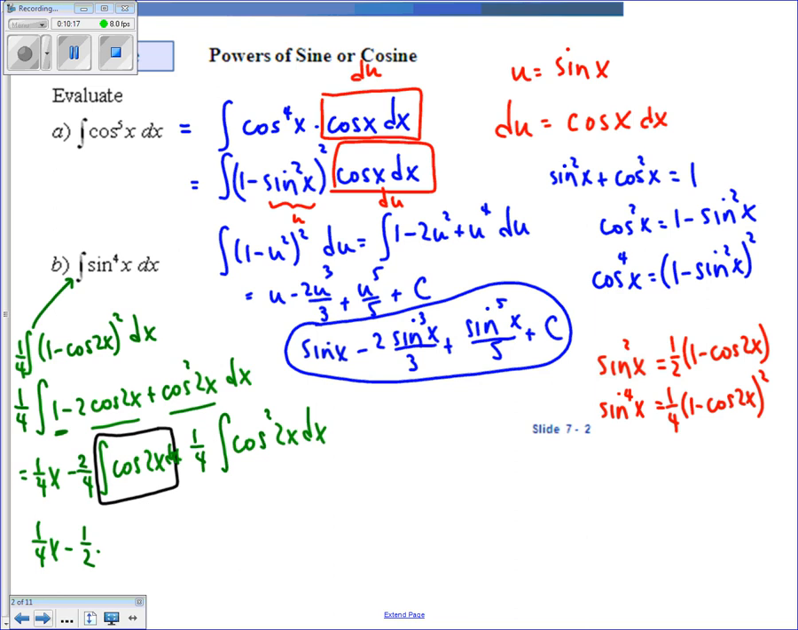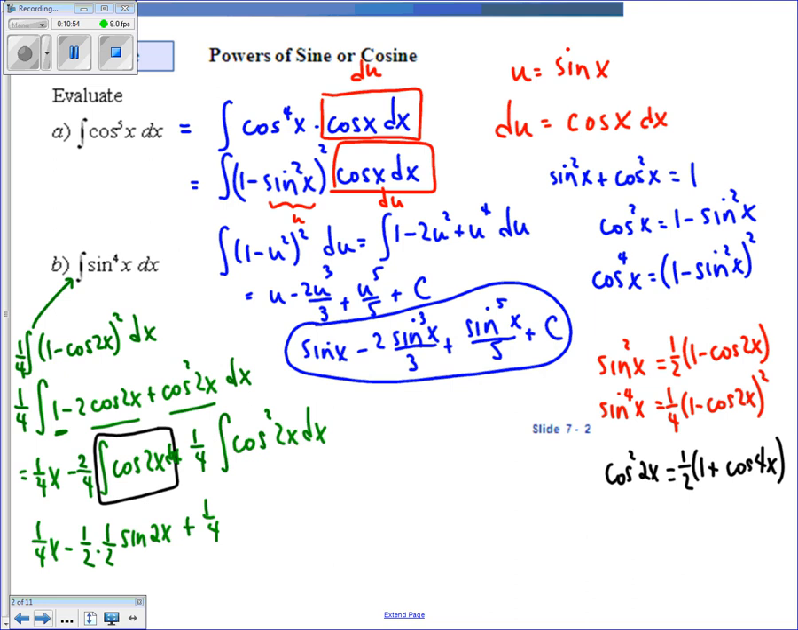The integral of cosine of 2x will be 1/2 sine of 2x. That's just after an application of u substitution, u equal 2x. And then plus 1/4. And for the cosine squared, I'm going to apply the power reducing formula again. I know cosine squared of 2x by the power reducing formula will be 1/2 (1 plus cosine of 4x). It always doubles the angle when you use the power reducing formula. So I'm going to change that out.